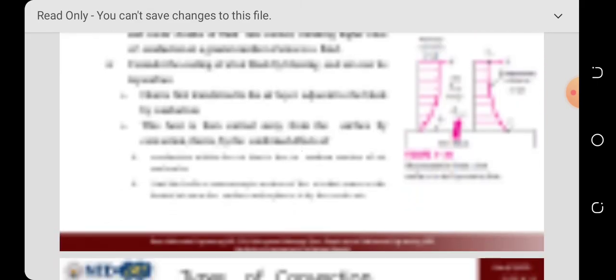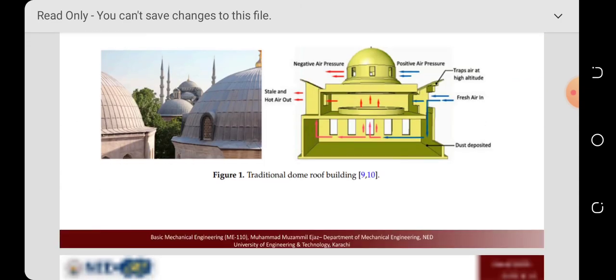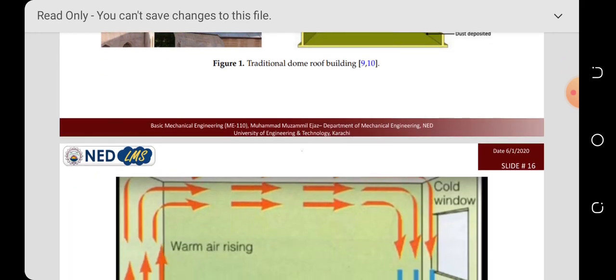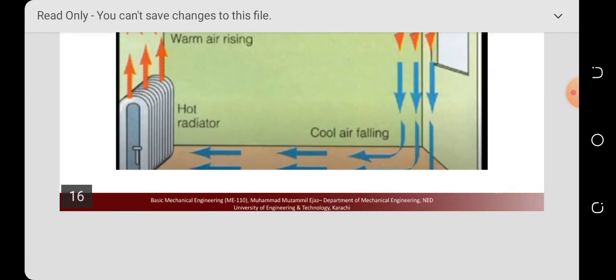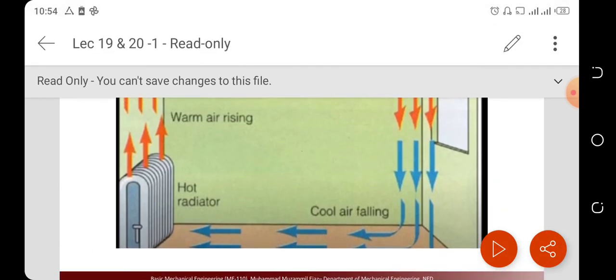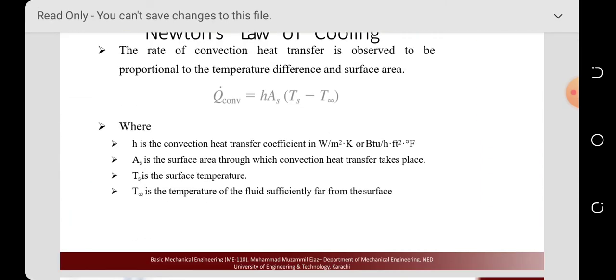I hope I have cleared many ideas related to the heat transfer coefficient and heat transfer rate, and also gave an example of dome structure buildings, how heat can be rejected naturally from the building with a natural blow of air, and the position of the AC and cooling plate in fridges, and a stove or radiator in the room.